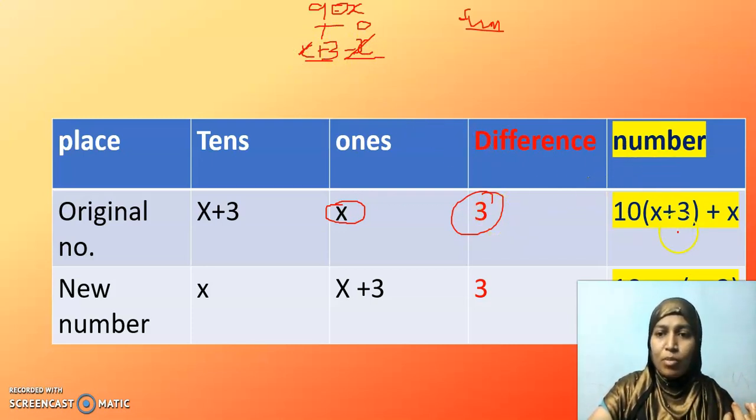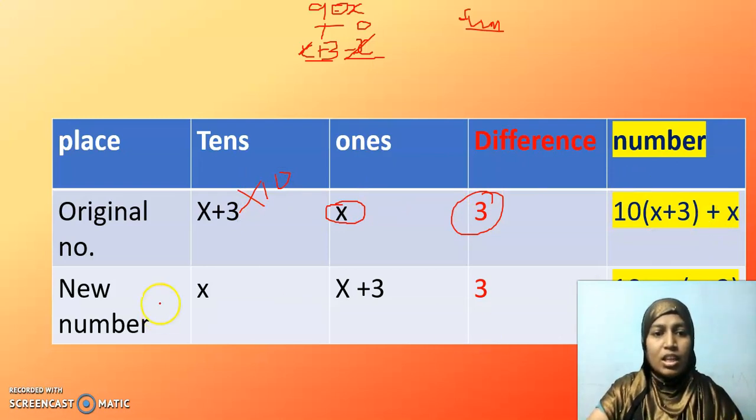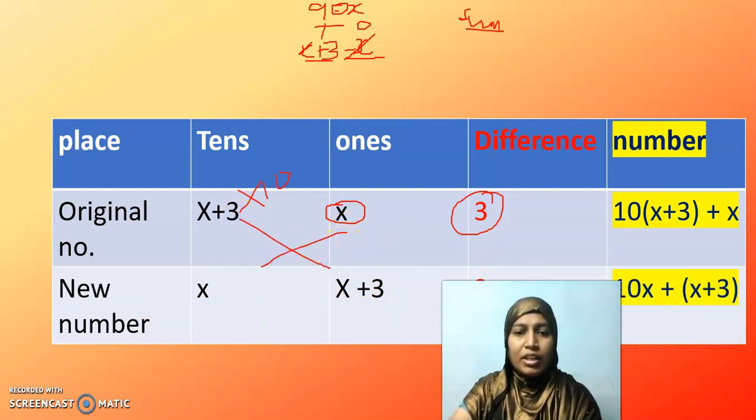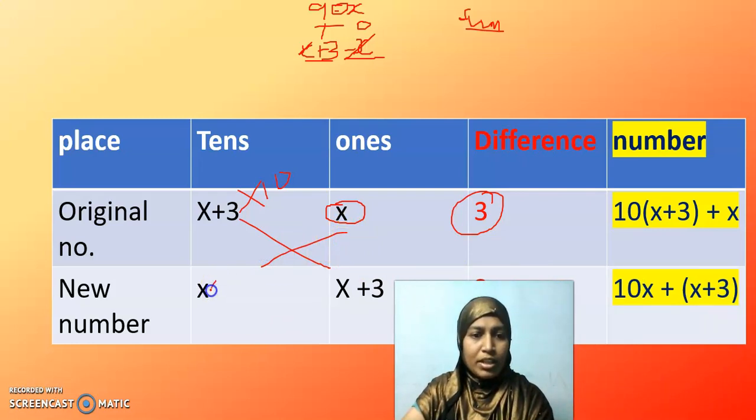And you know to write the number in expanded form. 10 into x plus 3. This is 10, we will multiply, and this is 1. That's what I have written here. If I interchange, I get a new number. So this x plus 3 comes to this place, and here x comes. So that new number will be 10x. Here you will multiply by 10. So I got 10x plus x plus 3. Is it clear? From this table only we have completed this also.